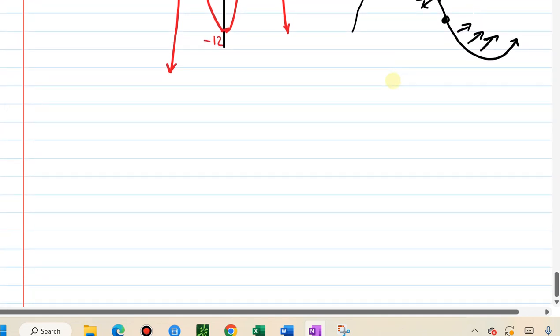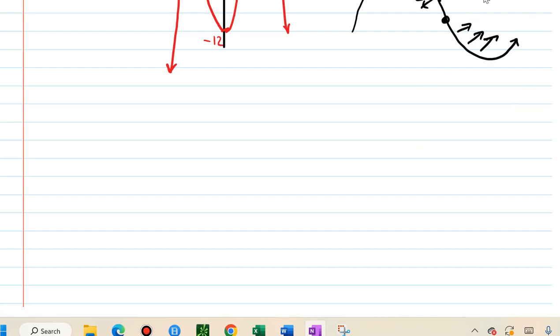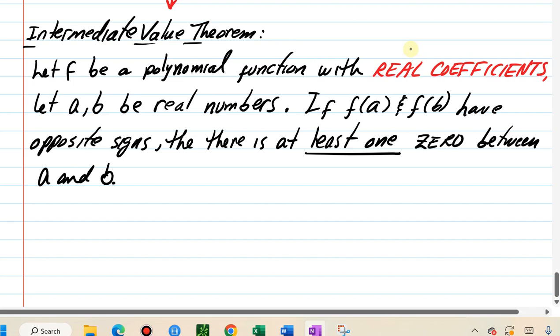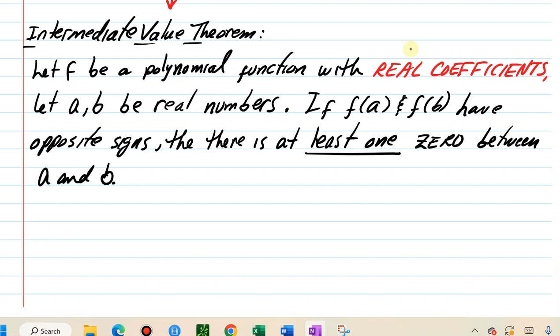Now, the other thing, it's really the last thing in this section we want to talk about. It's called the intermediate value theorem. So let me put that theorem up and then I'll talk about it. All right, so here it is, the intermediate value theorem. I've written it for you. It reads, let a function f be a polynomial function with real coefficients. Again, this is important, because if the coefficients are complex, imaginary, this is not necessarily true.